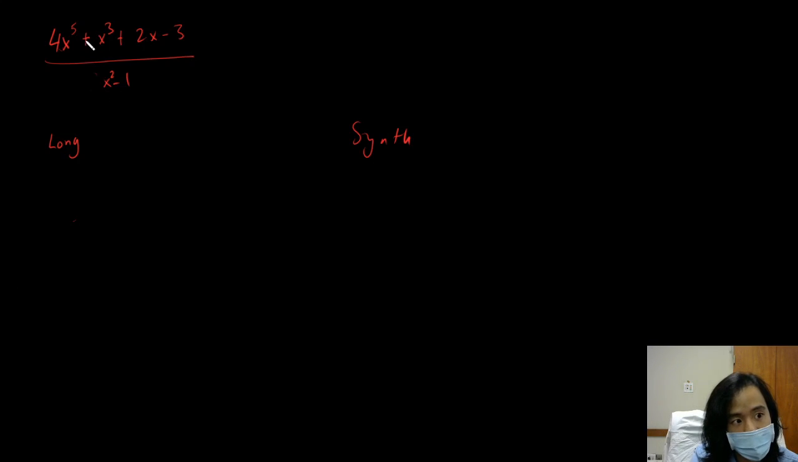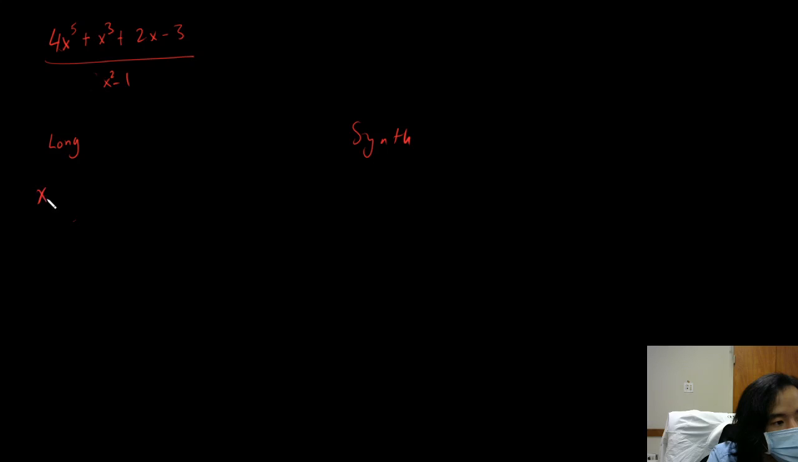We don't have an x to the fourth term, as you can see. We have x to the fifth, no x to the fourth, and we have x cubed. We don't have an x squared term either. So you have to be careful for that, and you have to make sure you put your placeholders on. And let's see what that looks like.